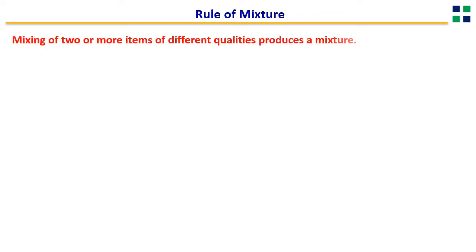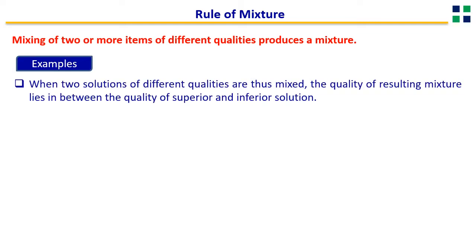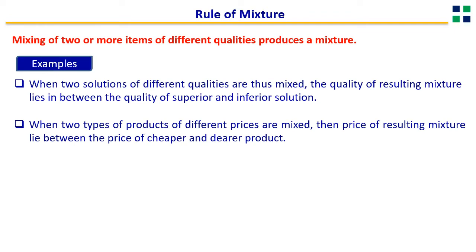Mixing of two or more items of different qualities produces a mixture. For example, when two solutions of different qualities are mixed, the quality of the resulting mixture lies in between the quality of the superior and inferior solution. Example 2. When two types of products of different prices are mixed, the price of the resulting mixture lies between the price of the cheaper and dearer product.